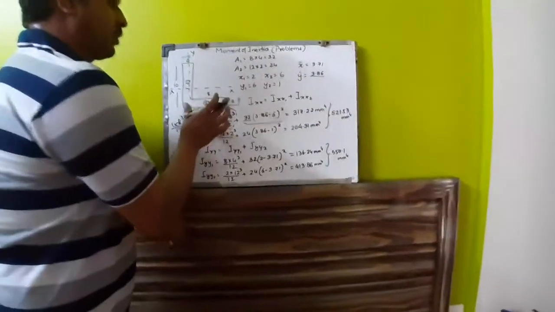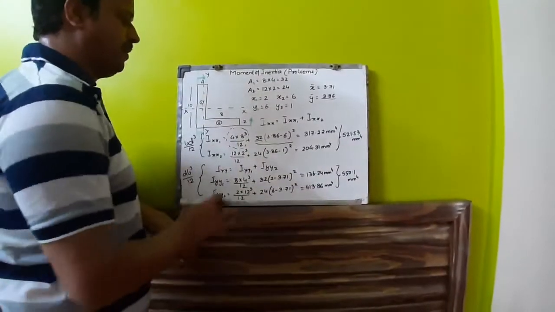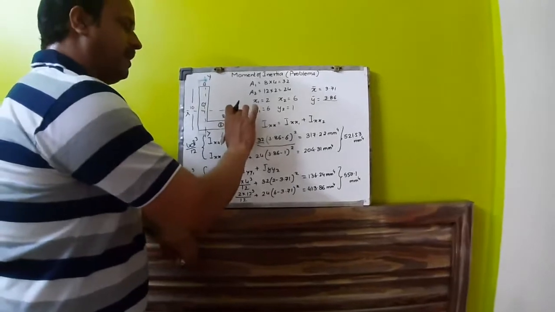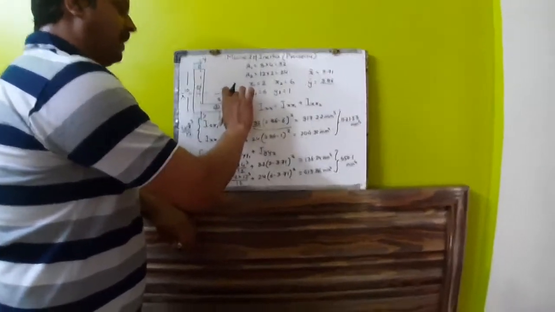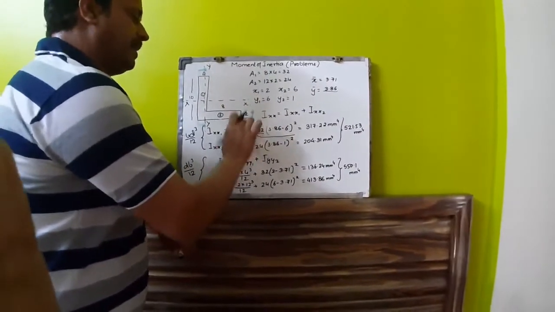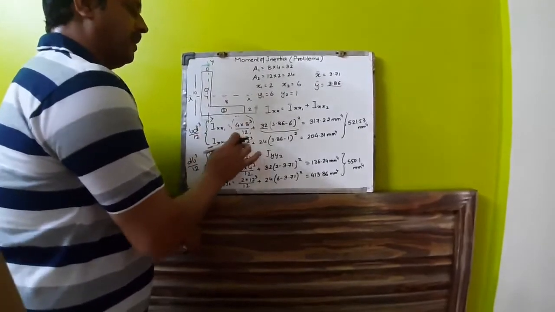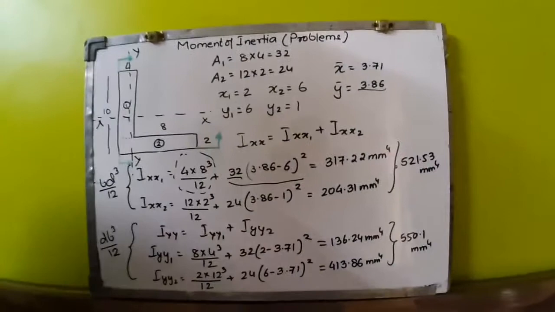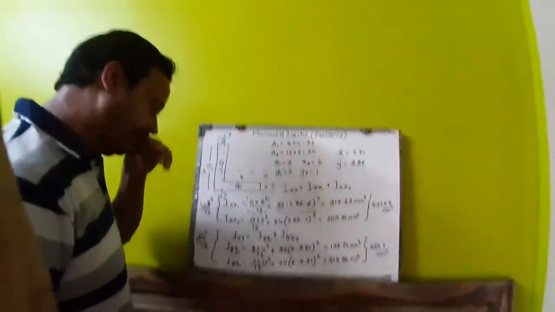Similarly for Ixx2, it is again BD cube by 12. This is D, this is B. I have already said that the dimension in the y direction is your D, the dimension in the x direction is your B. Don't look at it as the greater dimension is always D and the smaller dimension is always B.